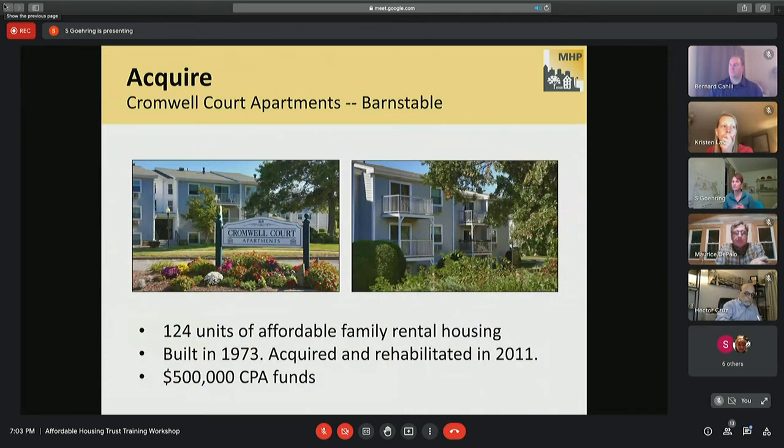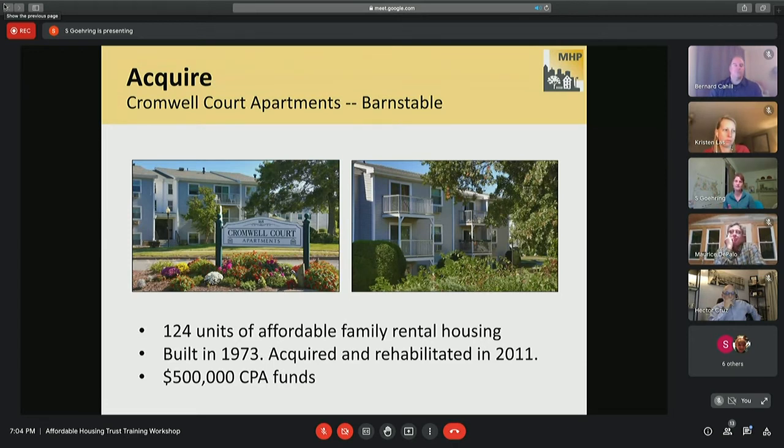I believe this development was originally permitted under Chapter 40B. In 2011, a nonprofit organization was able to use local funds to buy the entire development. They used the local funds to leverage other funds to buy the entire apartment complex. And now almost all of the units are affordable in perpetuity. A few are market rate because there were some households that were not income qualified and they didn't want to displace anyone.